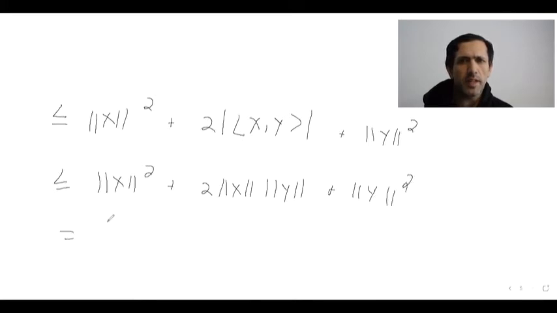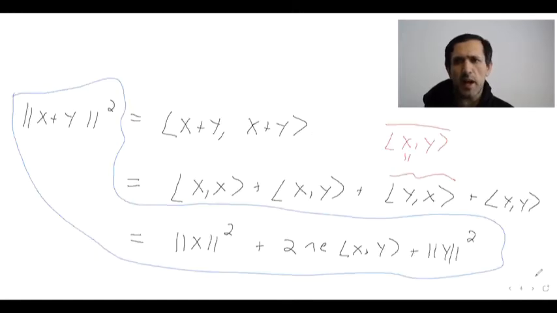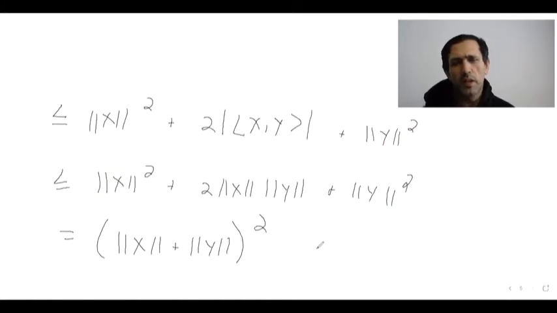And you get exactly norm x plus norm y squared when you do this. So now take a square root of both sides, and that proves the triangle inequality, and that proves that we have a norm. Again, the other properties are pretty much trivial to check.